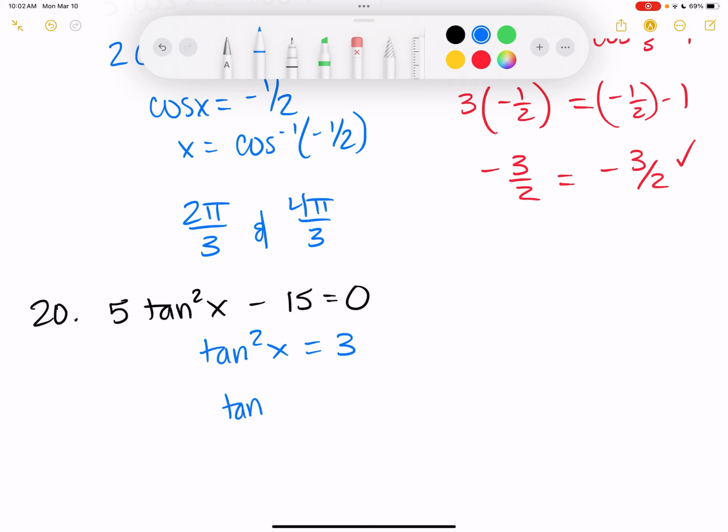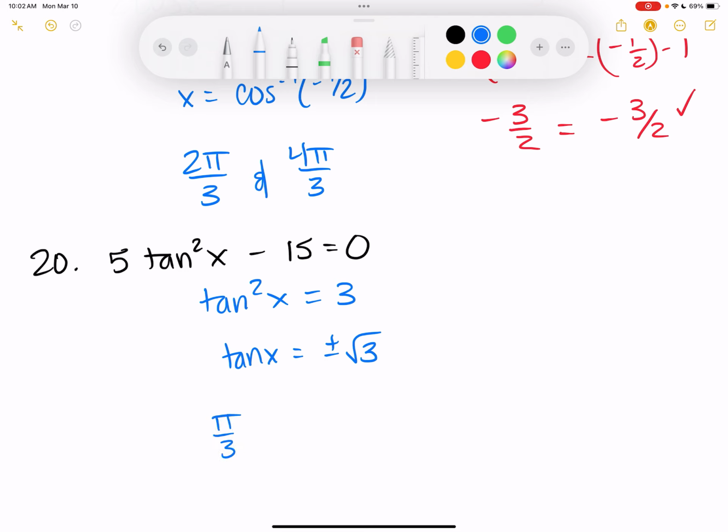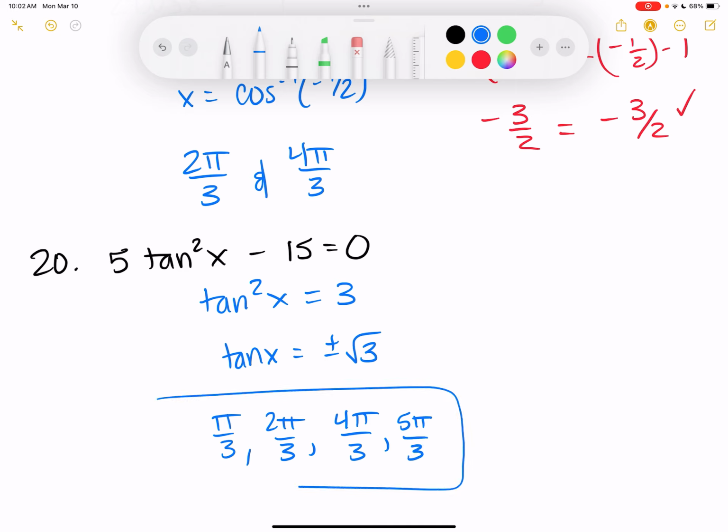So where does that happen? I don't always rewrite it as the inverse because I'm just looking for where it occurs. There's 4 places. It's pi over 3 and then 2 pi over 3 are the first ones. Where else? 4 pi over 3 and then 5 pi over 3. And just for the sake of time, I'm not going to check those. They all do work. Yay.